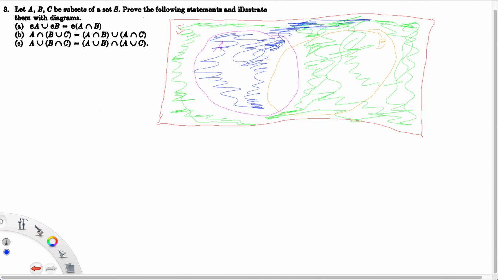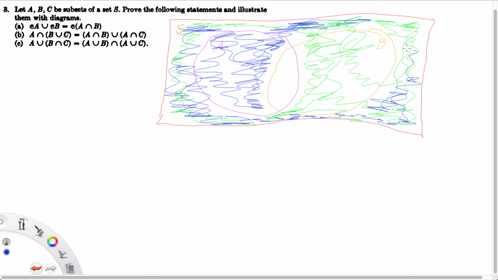So everything that's in A and not in B counts. It's still in A, but it's not in B. Of course, this part couldn't be colored, because even though it is in A, it is still in B. This area right here is in B, so we couldn't color that in. And everything over here is in S, but of course still not in B. And there we go.